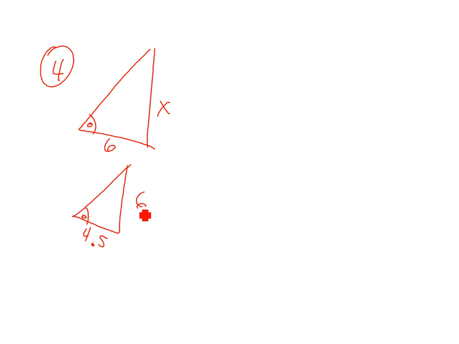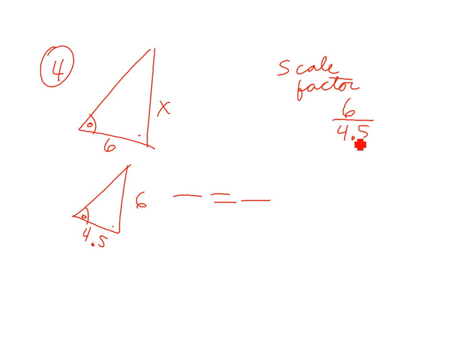How can we set up an equation here, or proportion, sorry? First, let's find the scale factor. Watch so you understand scale factor. You find the scale factor, all you got to do is pick any two sides that you know the numbers for both of them. One in one triangle, one in the other, and you set up that ratio. So what do we have here? 6 over 4.5 on your calculator.